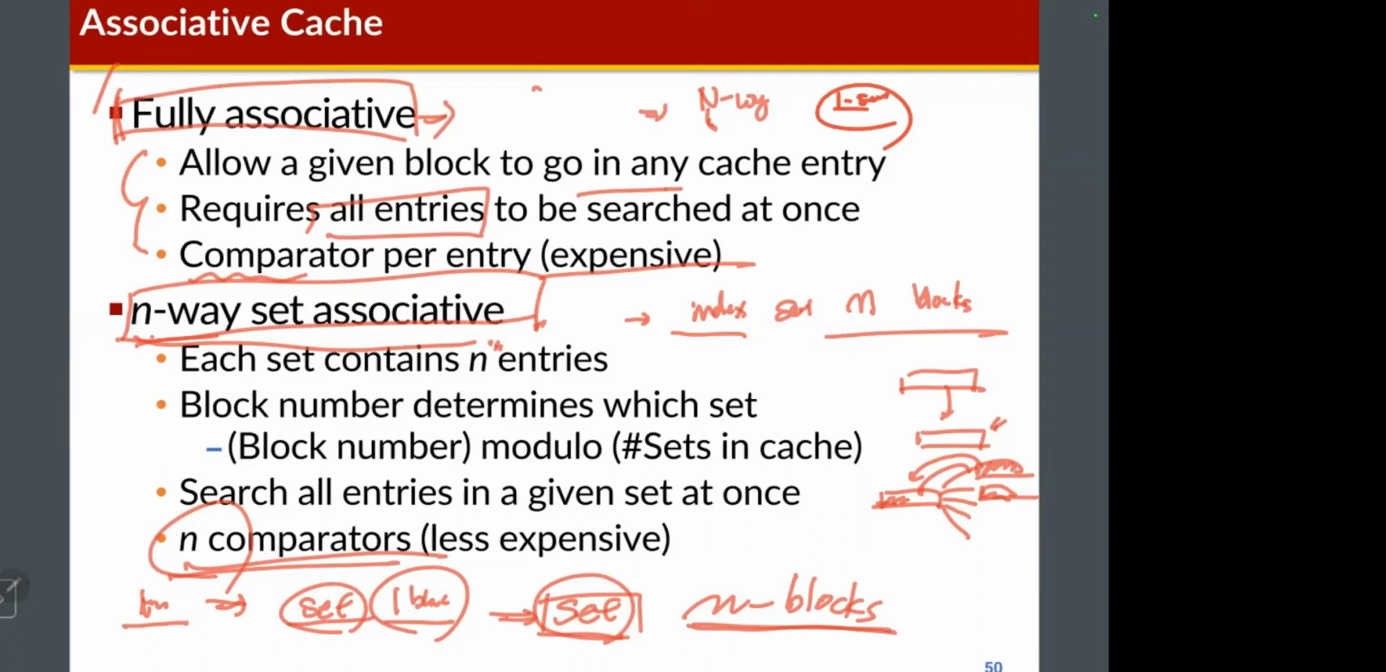Okay. With the fully associative cache, we require many comparators. So the fully associative cache is the most expensive cache among the fully associative cache, set associative cache, and direct mapped cache. Okay.